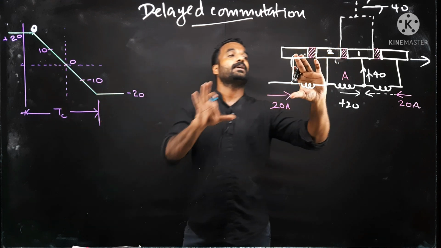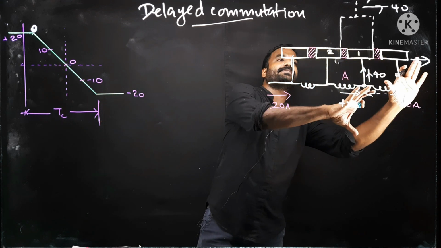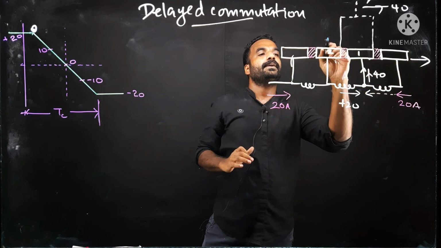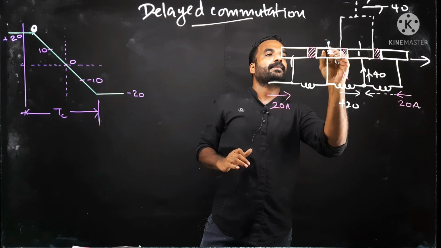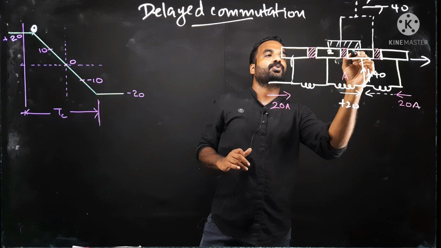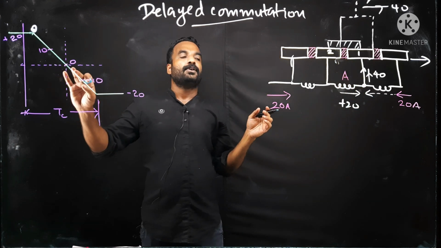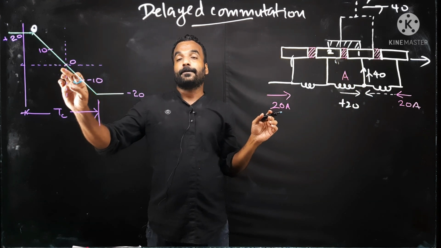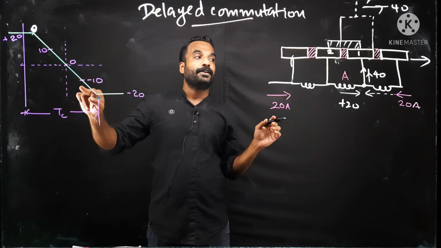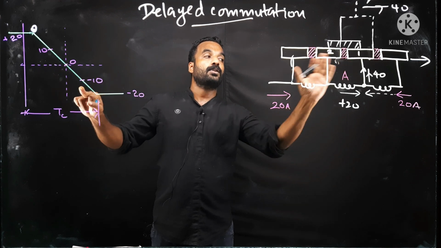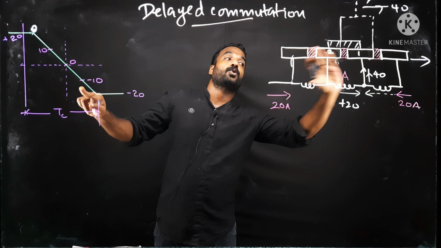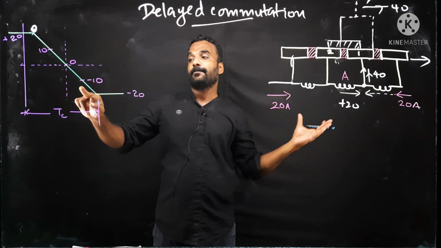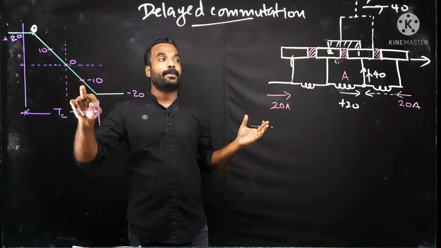Then you will move the rotor again towards the right side, so that the brush will be in 50% contact like this, in such a position, so that coil A will get 0 ampere. Then you will move the rotor more towards the right side, so that you will get minus 10 ampere.